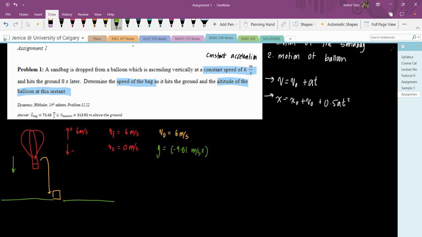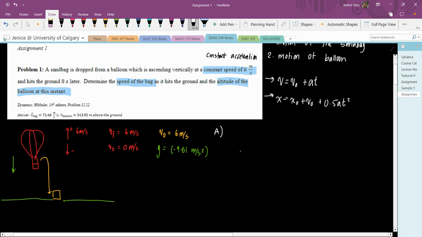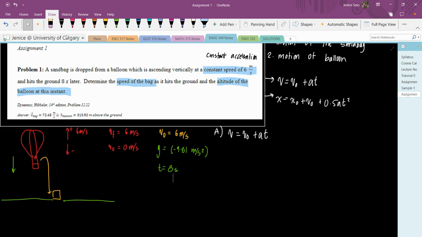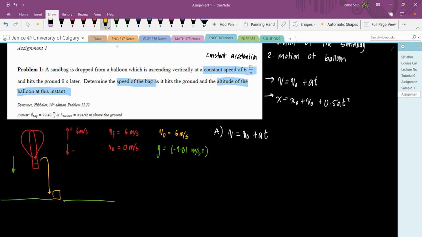So the first part of this, we are going to find the velocity of the bag as it hits the ground. That is going to be this v here. We're going to use this equation, v equals v naught plus a t. Oh yeah, and we also have the value of t. Let me just write that down. It takes 8 seconds for that bag to travel. Let's mark that in yellow actually, because that is the movement of the sandbag.